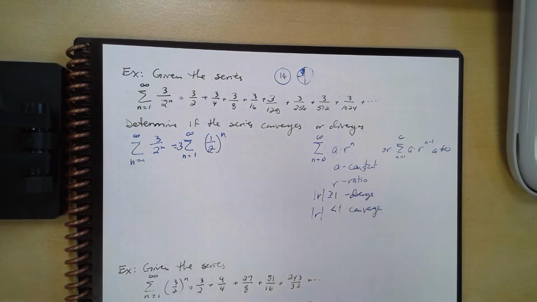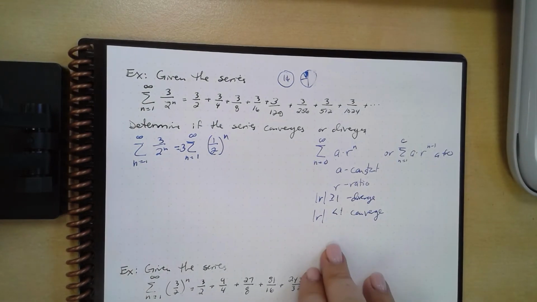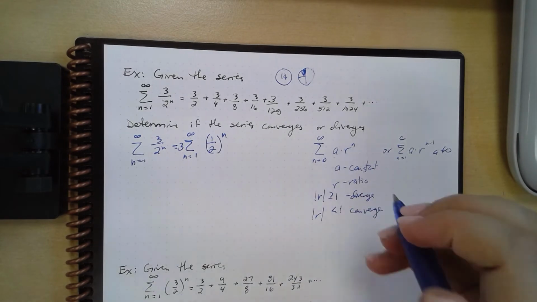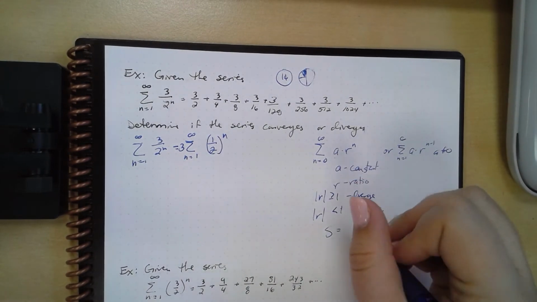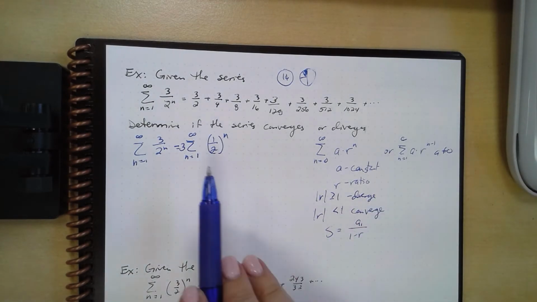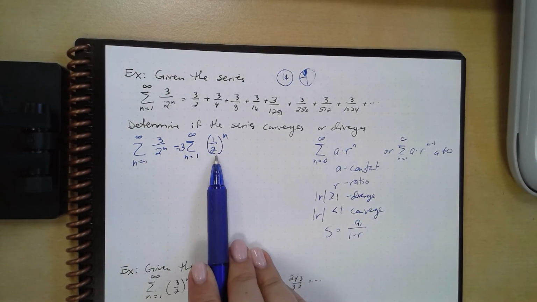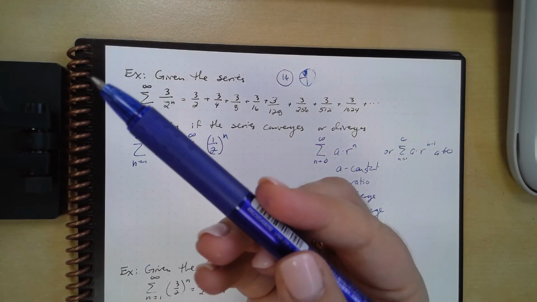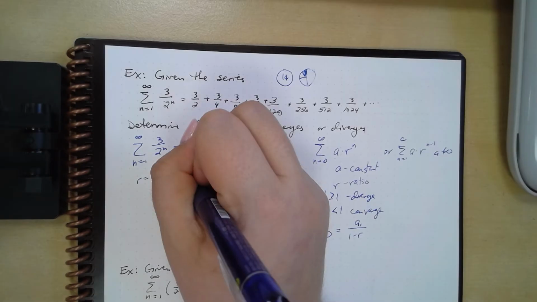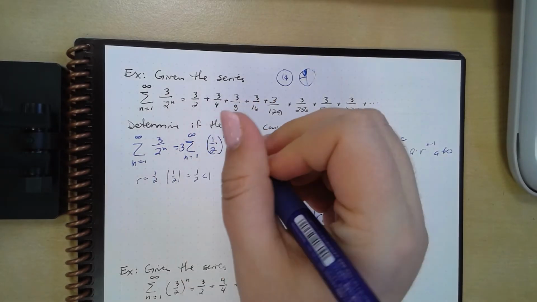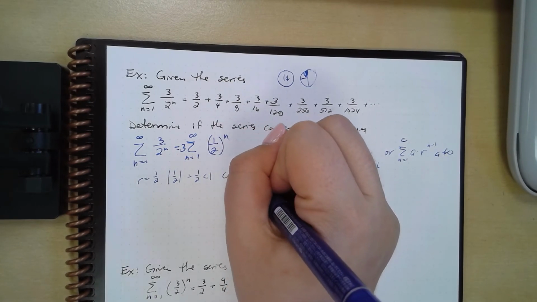These are called geometric series, and the cool thing about geometric series is that we can actually find the sum. S is going to be equal to a sub 1 over 1 minus r. So look again here. What's our ratio? Our ratio here is 1/2. R is equal to 1/2. The absolute value of 1/2 is 1/2, which is less than 1. Therefore, this series converges.